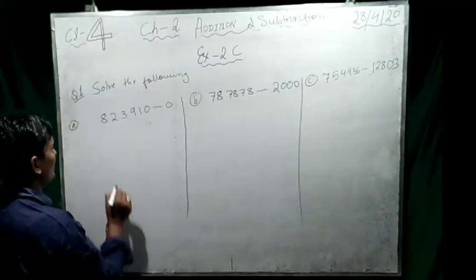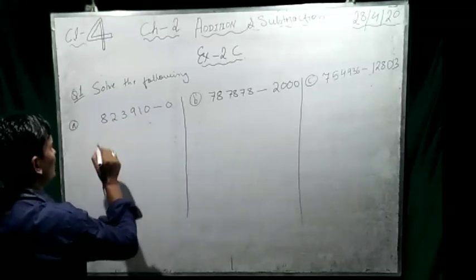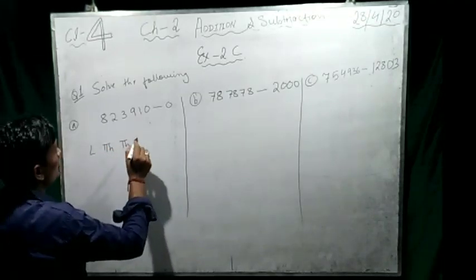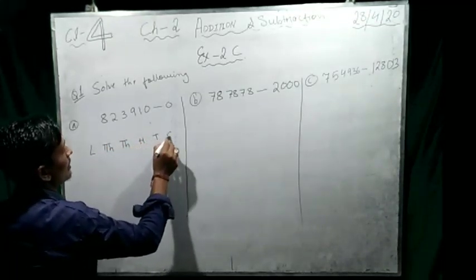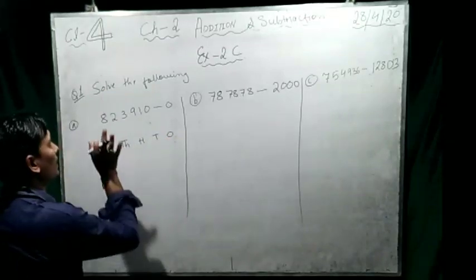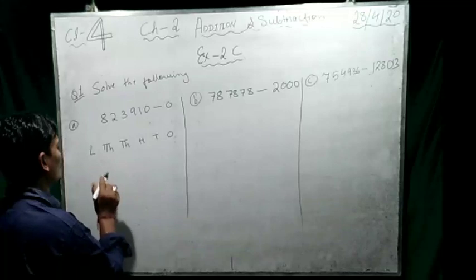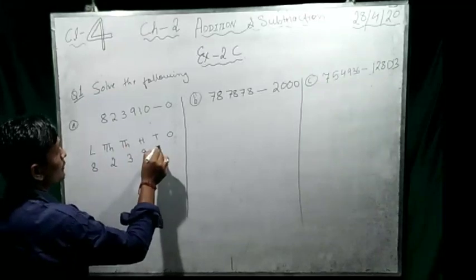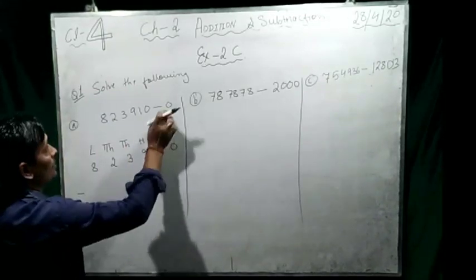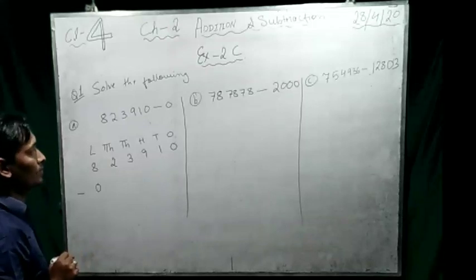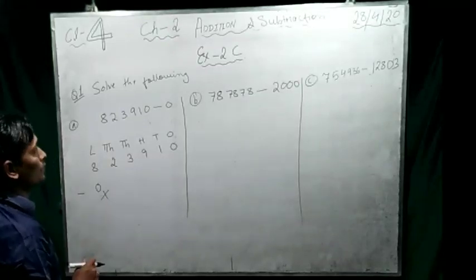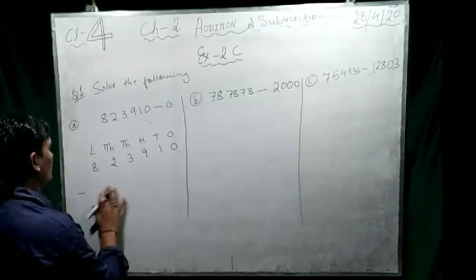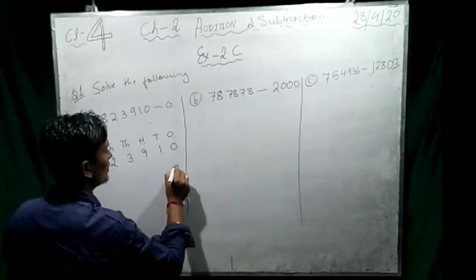So question number 1A is this. 1, 2, 3, 4, 5, 6 digits. So lakh, 10,000, 1,000, then 100, 10 and ones. Write it in your place value chart and plot the number according to the place value chart. 8, 2, 3, 9, 1, 0 minus this 0. We will write here. No, this is the wrong way to write, because only one number is there, and that is on which place? Ones place. So your 0 should be here.